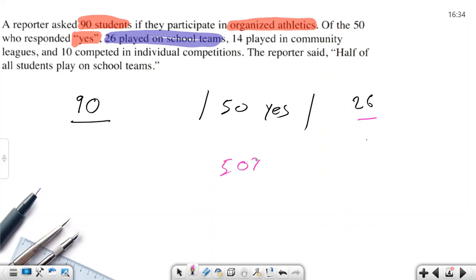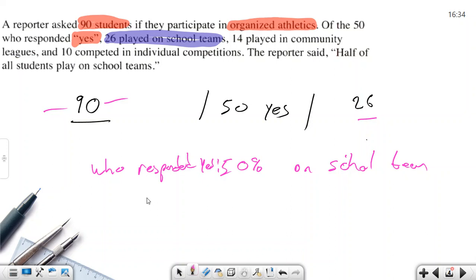She needs to say 50% of those who participate in organized athletics, 50% of them are on a school team. Who said yes? Who responded yes? So 50% of those who responded yes are on a school team, not 90, not however many students were asked. So that's the misleading part. If there are, let's say, 200 students, 100 of them playing on the school team does not look possible to me. That's one misleading part.